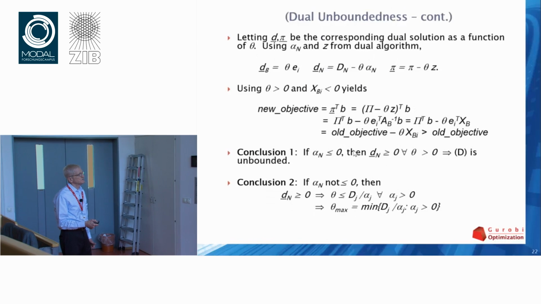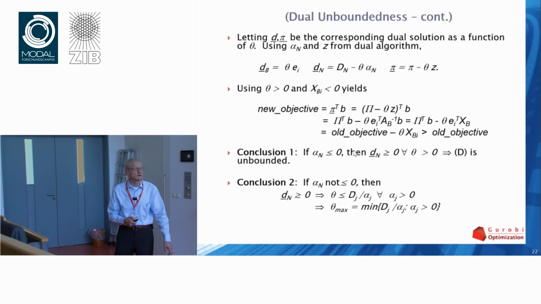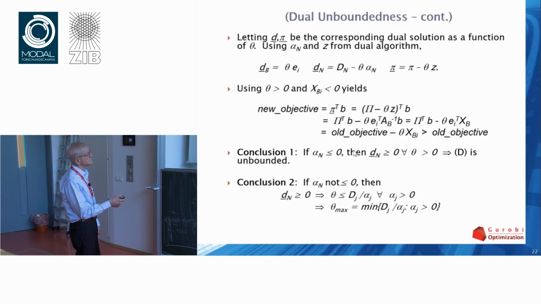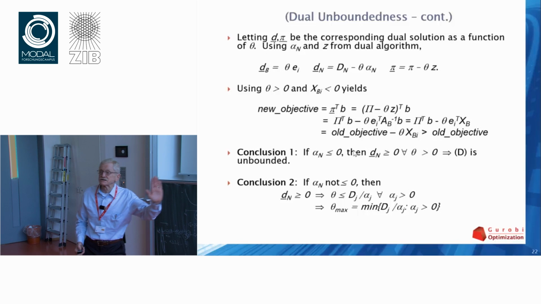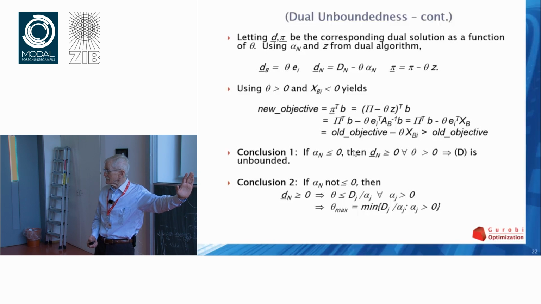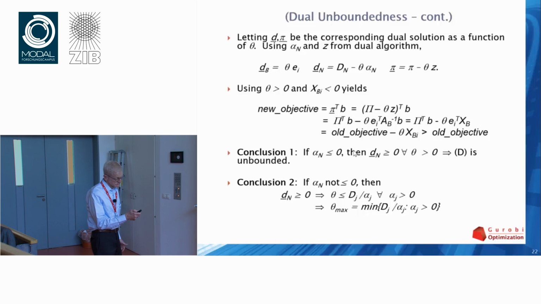The reasoning is exactly the same as the reasoning you're familiar with from the primal simplex algorithm, namely that you take the minimum of these, and that's the maximum step size that you can take. That gives you this ratio test. Okay?